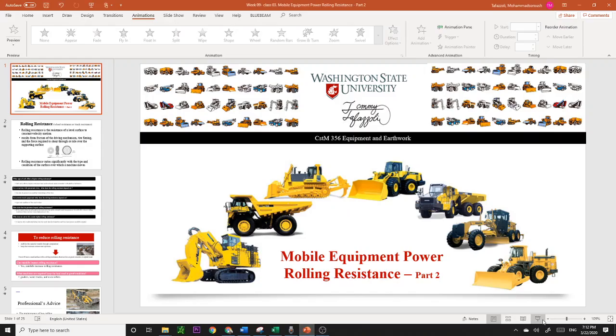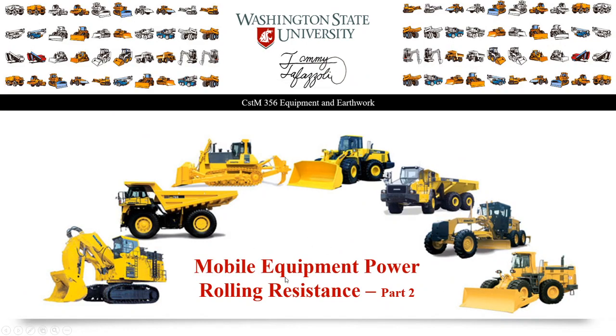Hello, everyone, and welcome to the second part of mobile equipment power: rolling resistance. So let's first focus on this concept.